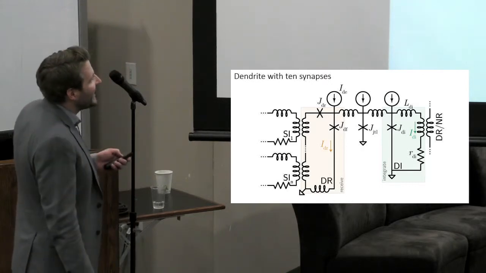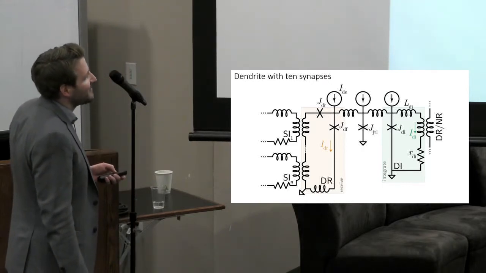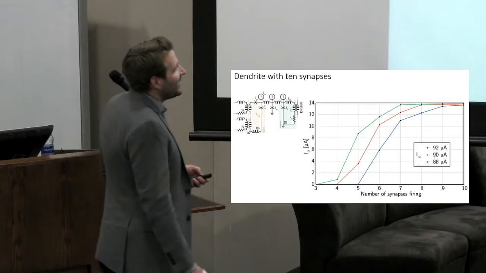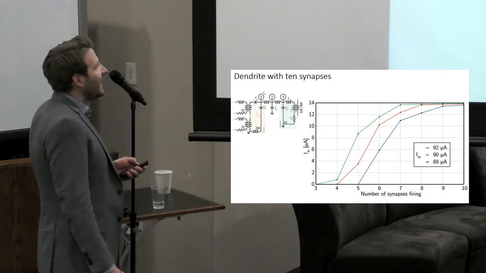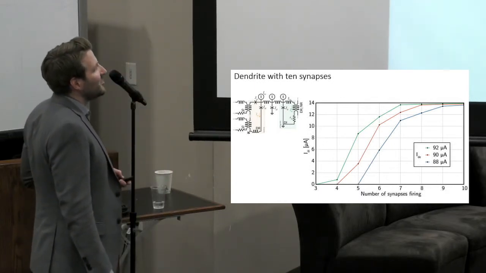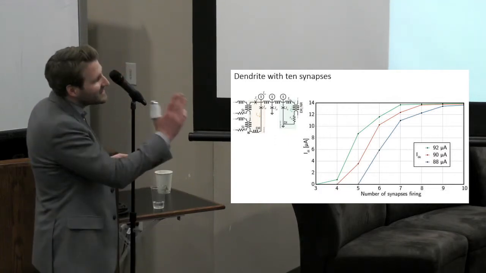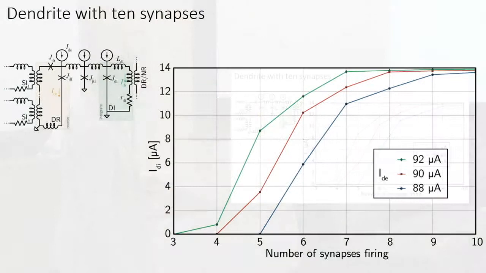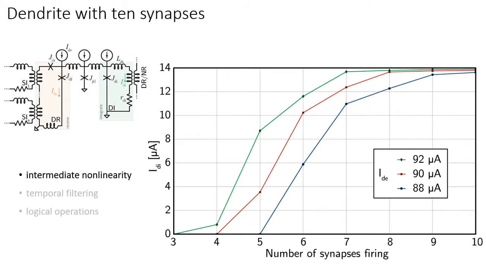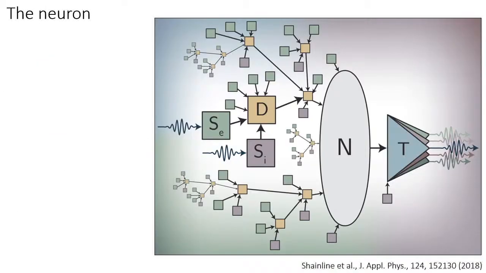Let's say we jump ahead now. Instead of 2, we have 10 synapses on one dendrite. Now I'm plotting the current added to the dendritic integration loop as a function of the number of synapses firing when they're all connected here. In this case, I'm assuming they're all firing coincidentally, and what you see is you have this highly nonlinear activation function, sort of sigmoidal looking. The point being, we have achieved an intermediate nonlinearity between the synapses and the cell body. The dendrite is performing a computation on its inputs.